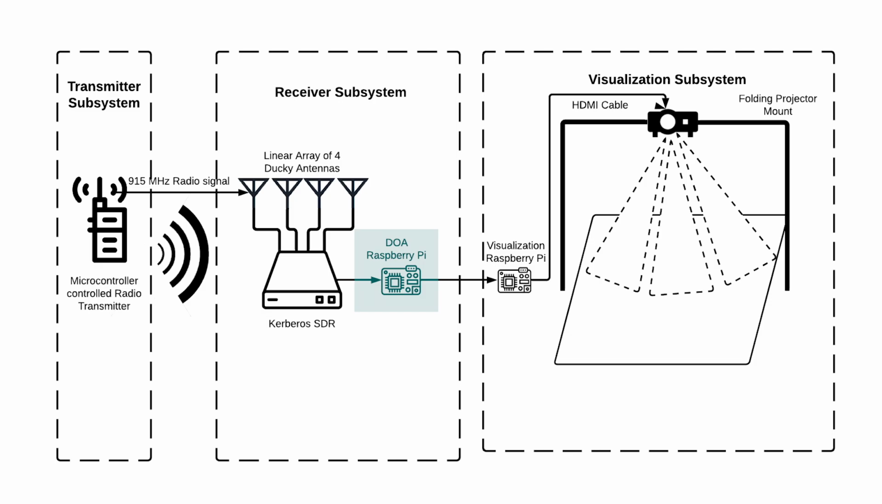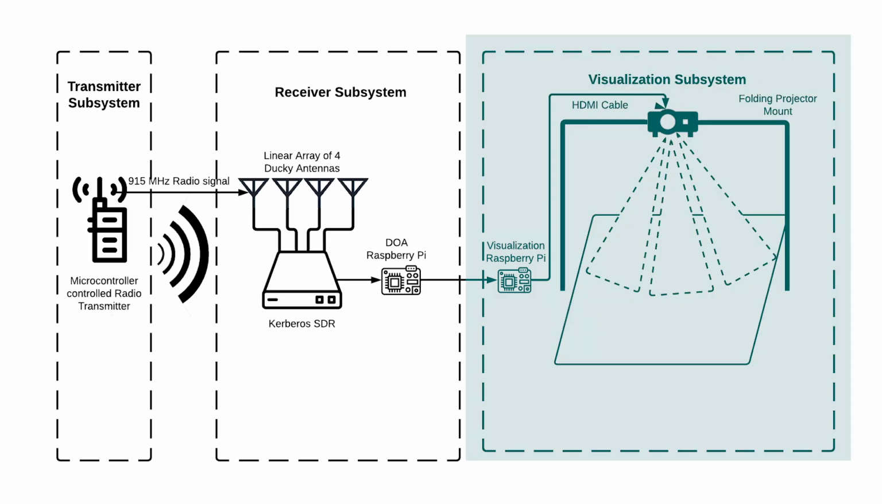The final angle from the direction of arrival is sent to our visualization Raspberry Pi, which then clearly projects the direction that the signal is coming from for the user to see, and will move back and forth accordingly as the user moves around the array.